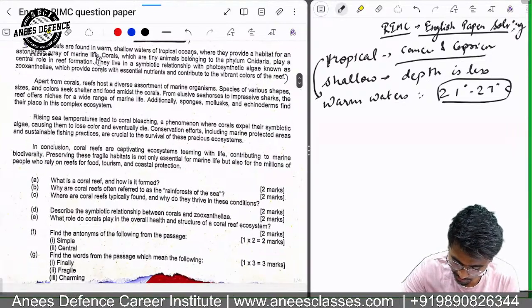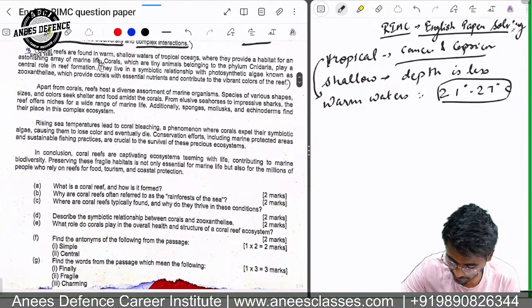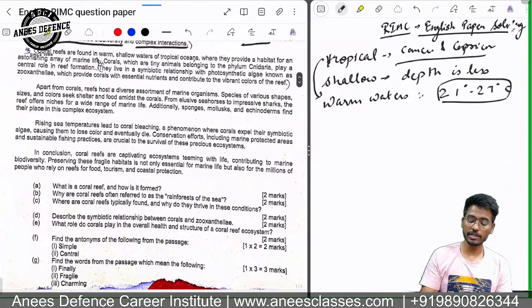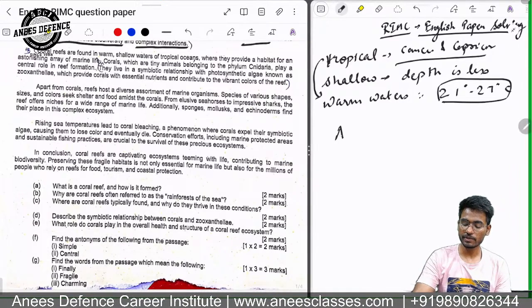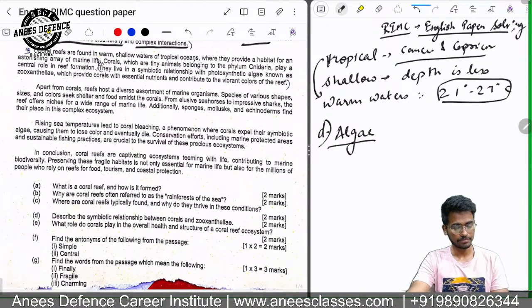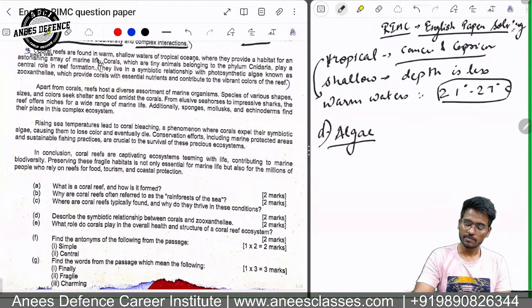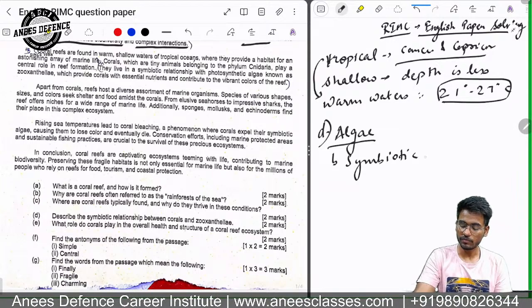Describe the symbiotic relationship between corals and zooxanthellae. Now, zooxanthellae is nothing but the algae. Question number D. It is an algae which is named zooxanthellae. Now, what this algae does is, this algae lives in a symbiotic relationship with the coral.